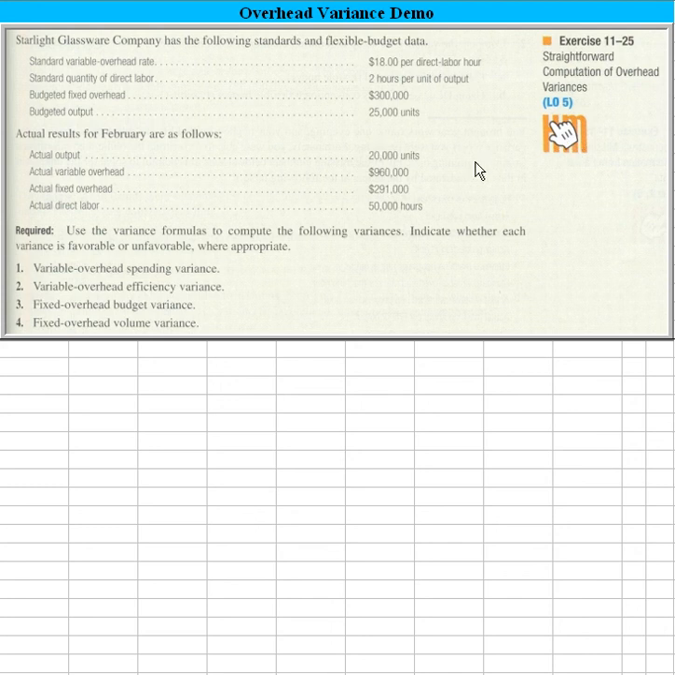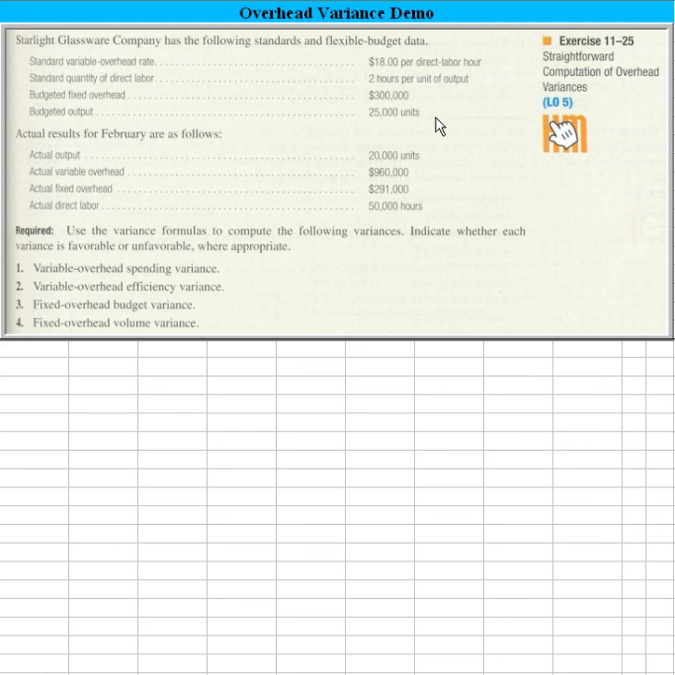The standard variable overhead rate is $18 per direct labor hour. And for the quantity of direct labor, it takes 2 hours to make 1 unit of output. They have a planned budgeted fixed overhead of $300,000, and they expect to make 25,000 units.